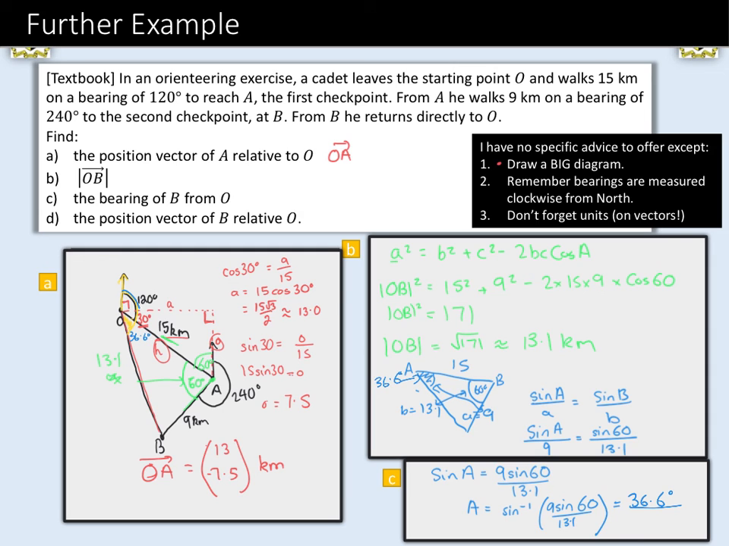As we said though, we want all of this here, so my last step is just to do 120 plus 36.6 degrees, and my final answer for that bearing is going to be 156.6 degrees, so I can write that there.